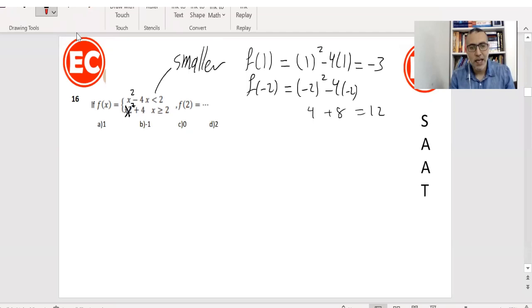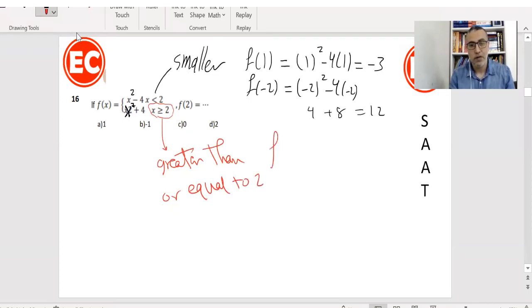But any number that is greater than or equal to 2, you are going to replace in the second equation. So if I wanted to find f of 2, I'm going to replace it in the second one, which is x squared plus 4. So 2 squared is 4, and 4 plus 4 is 8.